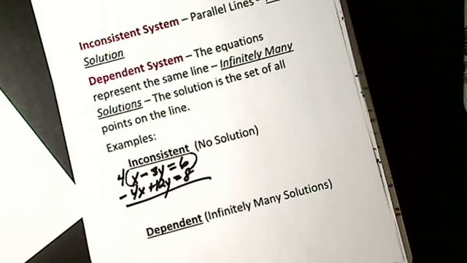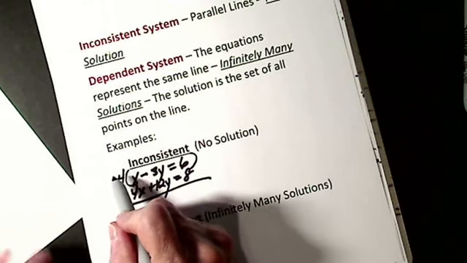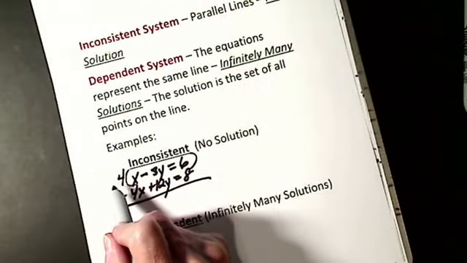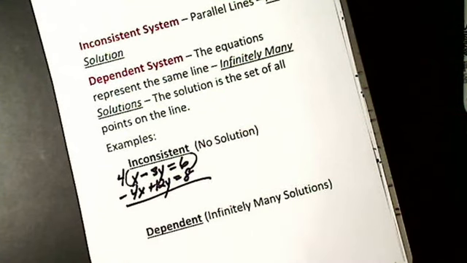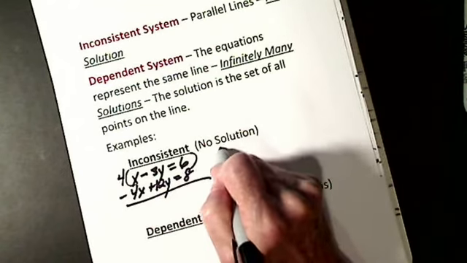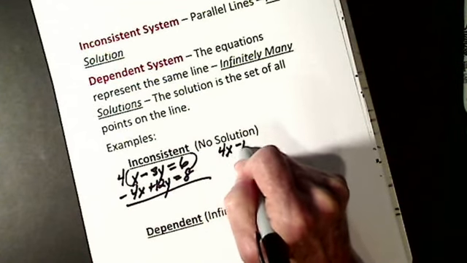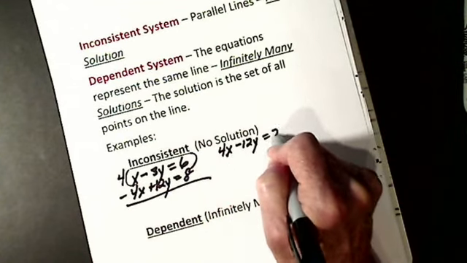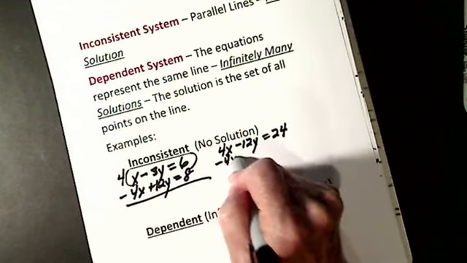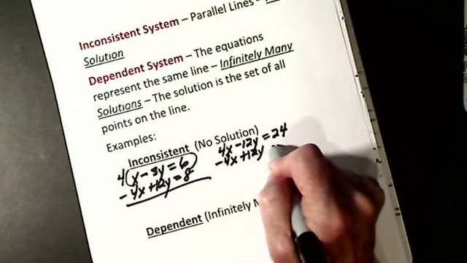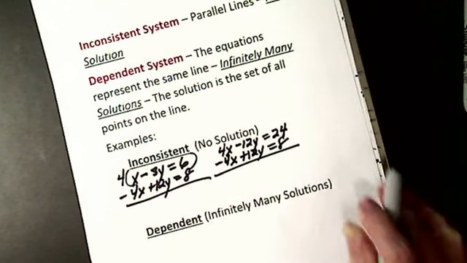Then if you remember, I have to decide if I need to make this a negative. Right now, I will have a plus 4x and a minus 4x, so I don't have to make this a negative. I have matching coefficients, opposite signs. So here we go. I get 4x minus 12y equals 24. I have minus 4x plus 12y equals 8.